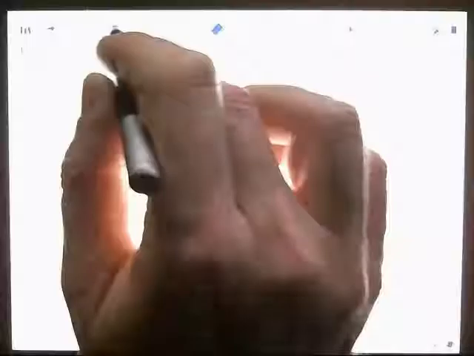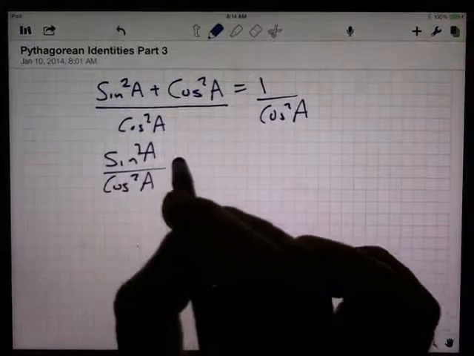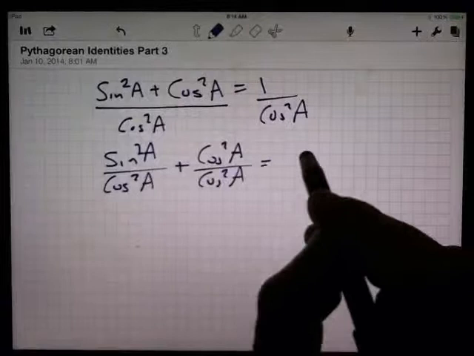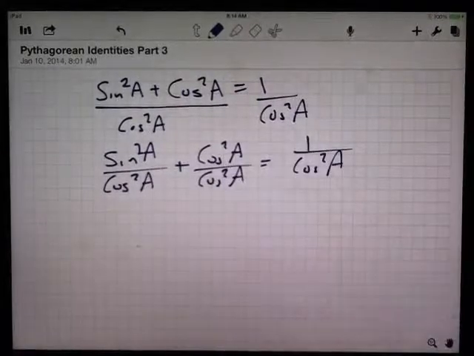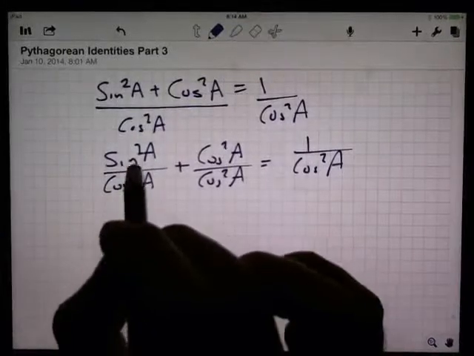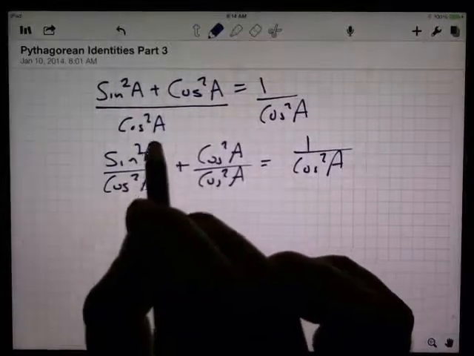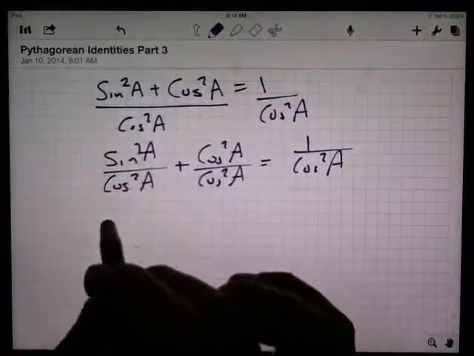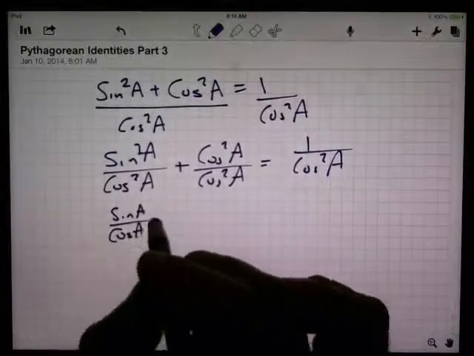sine squared a over cosine squared a plus cosine squared a over cosine squared a equals 1 over cosine squared a. Okay. Now, a couple of things here. One is the notation. Remember, this is the sine of a in parentheses squared. Likewise, this is the cosine of a in parentheses squared. So I can rewrite this as the sine of a divided by the cosine of a, that whole thing squared.